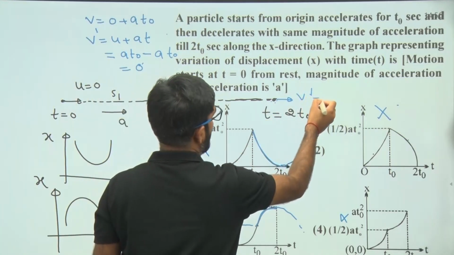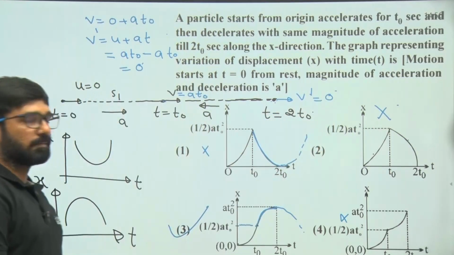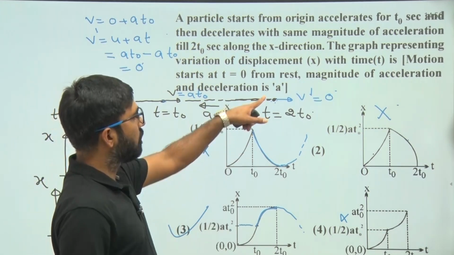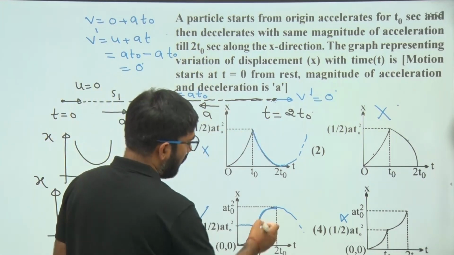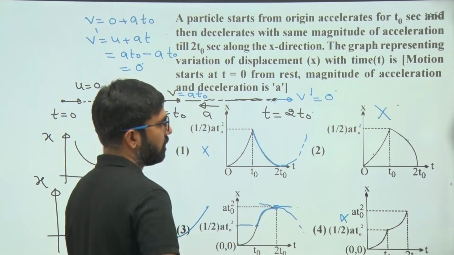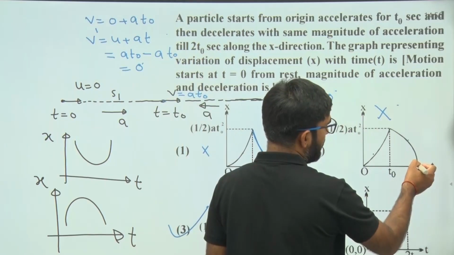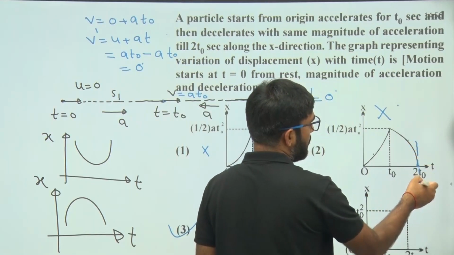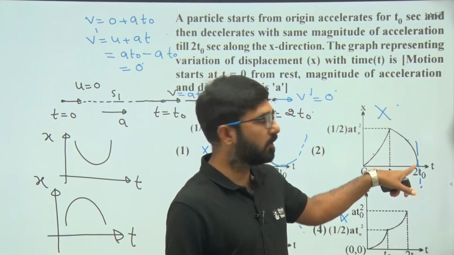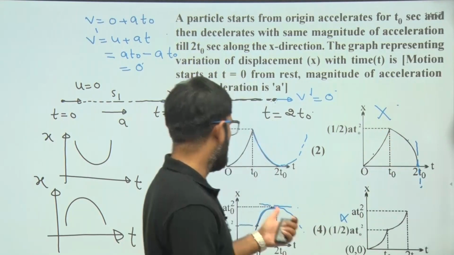That means at this point velocity of the particle becomes 0. At t equal to 2t naught, velocity is 0. According to this graph, at t equal to 2t naught, slope is 0, then velocity is 0. But according to this graph, at t equal to 2t naught, slope is non-zero. That means this graph shows that at t equal to 2t naught, velocity is not 0. Then this graph is not possible. Final answer is this.